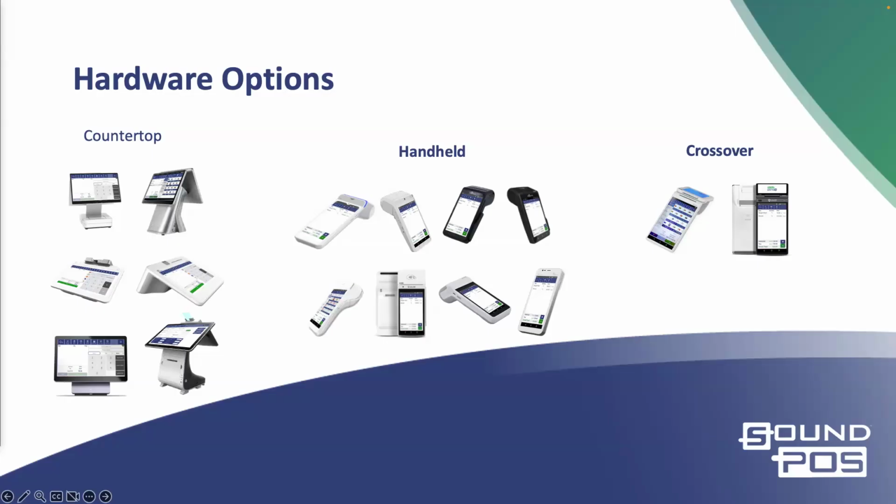Next are the handhelds. These are kind of an all-in-one device. They have the screen, the tap-to-pay card reader, the chip reader, and they also have the swipe. A lot of them have a built-in printer as well as a built-in scanner. Some of the popular ones are going to be the PAX A920 Pro, the Nexgo N96, and the Dejavoo R12.